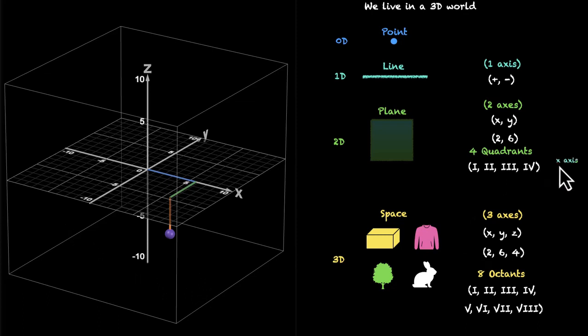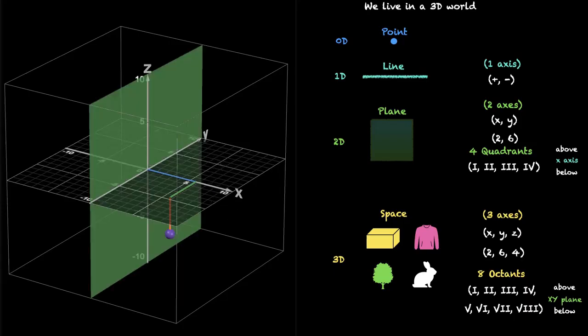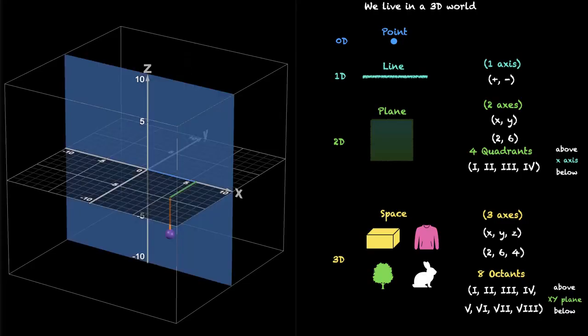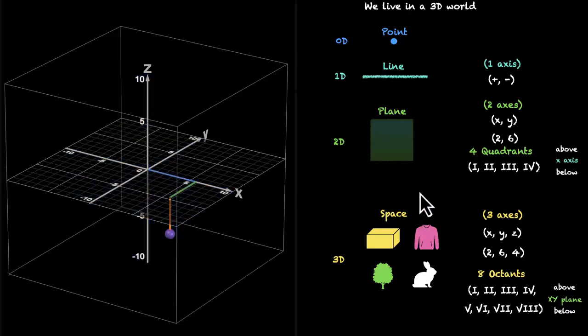In 2D, the quadrants were above and below the x-axis. In 3D, the octants are above and below the xy plane. This plane is called the xy plane because it has x and y axis. Similarly, this is the zy plane and this is the xz plane. Alright, now let's practice some problems.